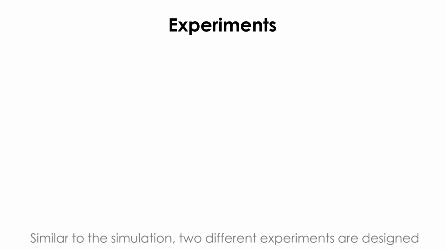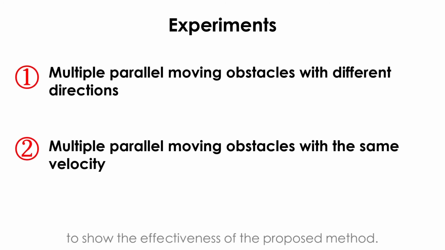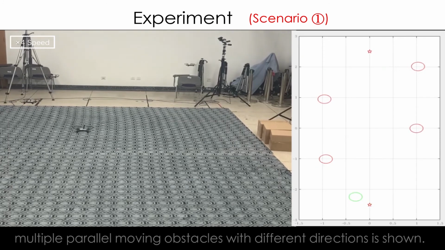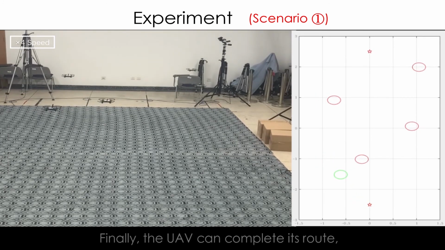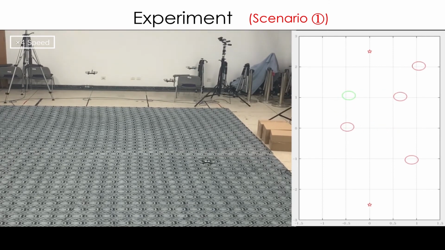Similar to the simulation, 2 different experiments are designed to show the effectiveness of the proposed method. In Scenario 1, one UAV makes avoidance with multiple parallel moving obstacles with different directions as shown. Finally, the UAV can complete its route, keeping a safe distance from moving obstacles without confliction.